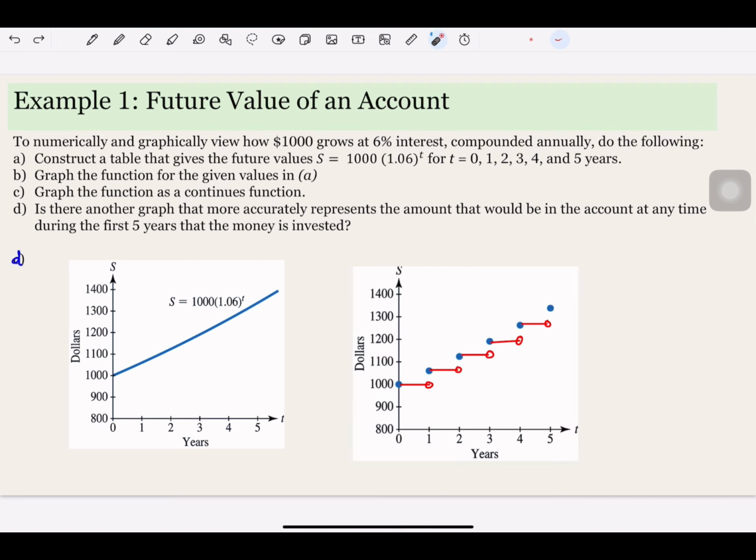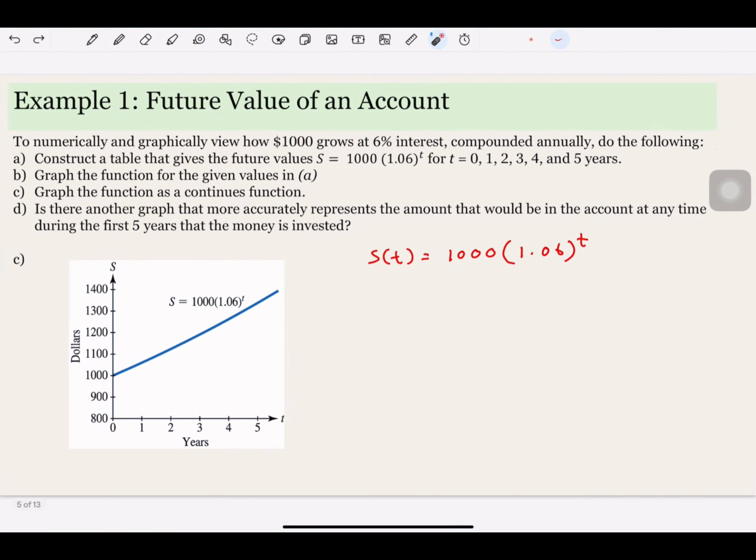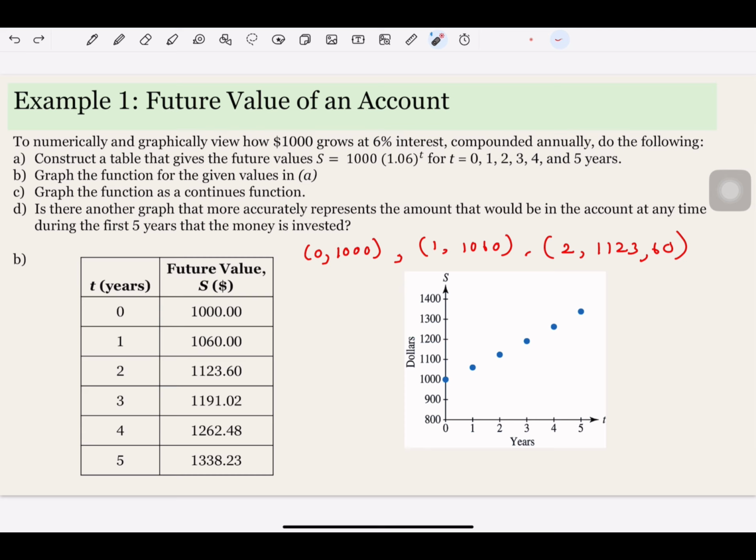Okay, so the third part asks, is there another graph that more accurately represents the amount that would be in the account at any time during the first year that the money is invested? Okay, so let's go back to the second part. Here in the second part, you can find the scatter plot we sketched for the given set of data. This shows the amount in the account at the end of each year, but not at any other time during the 5 year period.